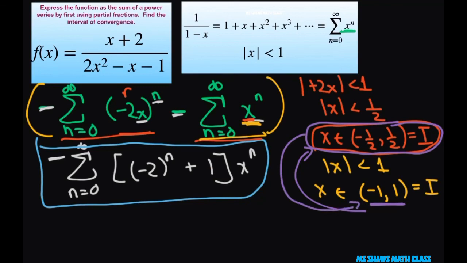So our interval of convergence, you can also write it like this, because that's the definition of this. But most of the time they just write it like this.